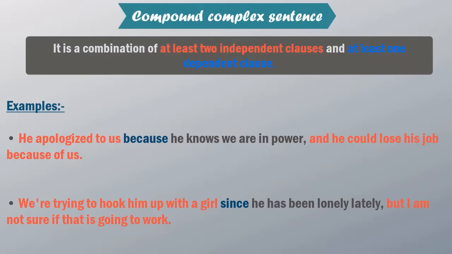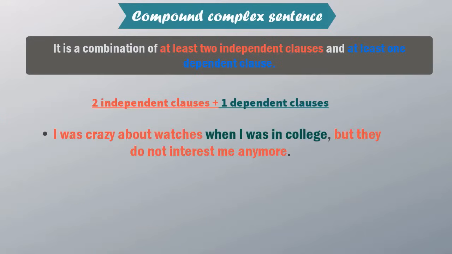So how do we form a compound complex sentence? By using at least two independent clauses and at least one dependent clause. If you want to use more, you can do that. Let me show you an example. I was crazy about watches when I was in college, but they don't interest me anymore. Here we have two independent clauses and one dependent clause. I was crazy about watches, independent clause. When I was in college, dependent clause. But they don't interest me anymore, independent clause starting with a coordinating conjunction, but.